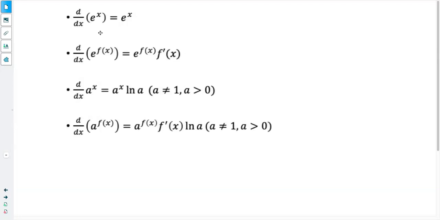If we take the derivative of e to some function of x, then that's just going to be e to that function of x times the derivative of that function. So essentially utilizing chain rule.